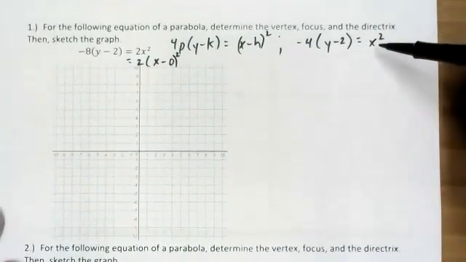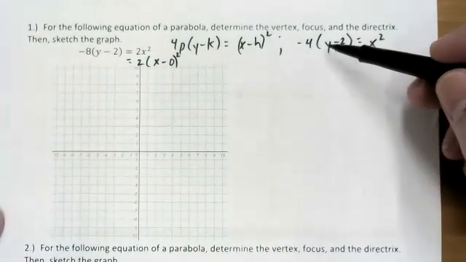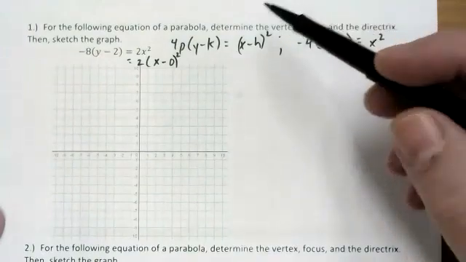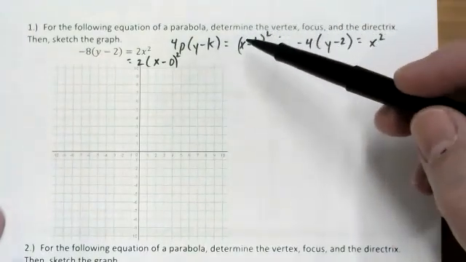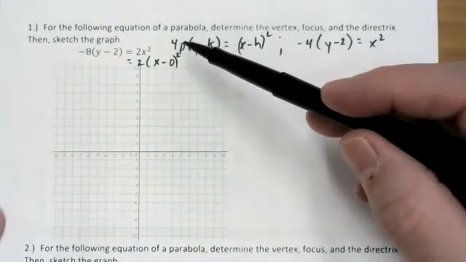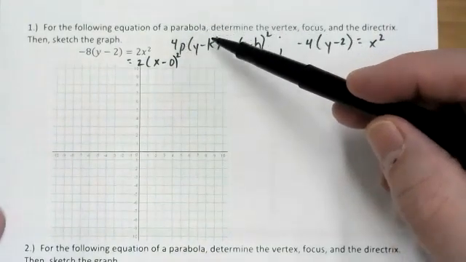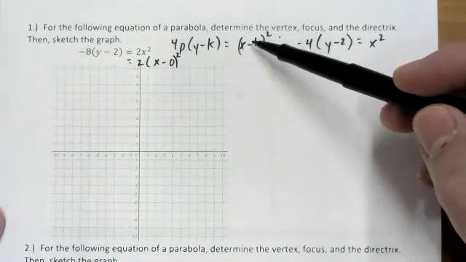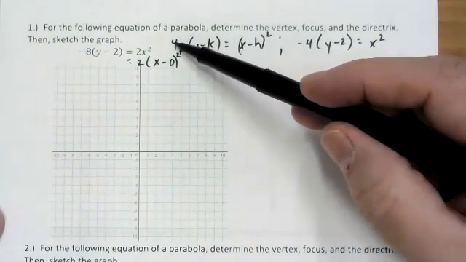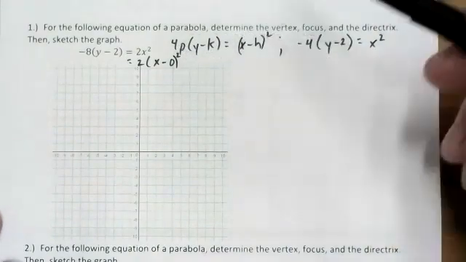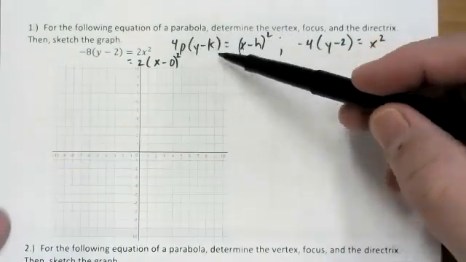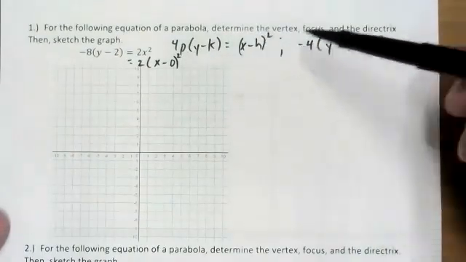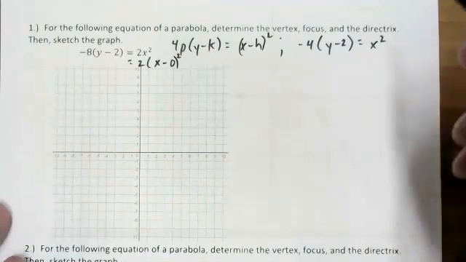So now the equation is in standard form. And now by looking at the equation and comparing it to the standard equation, I can determine what P is going to equal, what K is going to be, and what H is going to be. Like I said before, the standard equation allows us to figure things out.